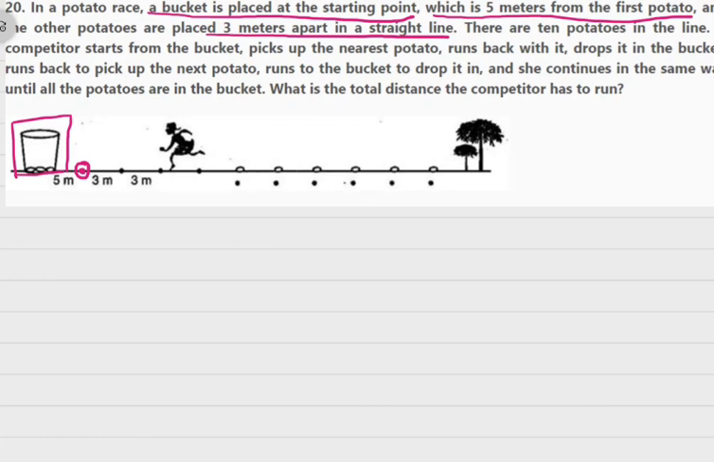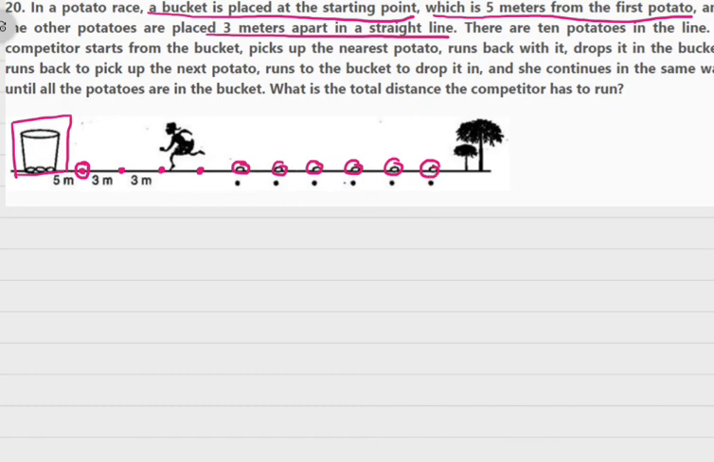Now in the straight line, after 3 meters, one more potato is kept. Then again after 3 meters, one more potato is kept. Again after 3 meters, one more potato is kept. Like this, the potatoes are kept on a straight line 3 meters apart from one another.